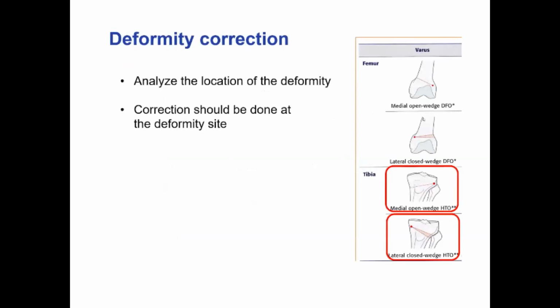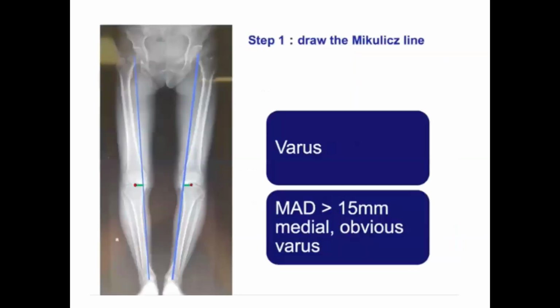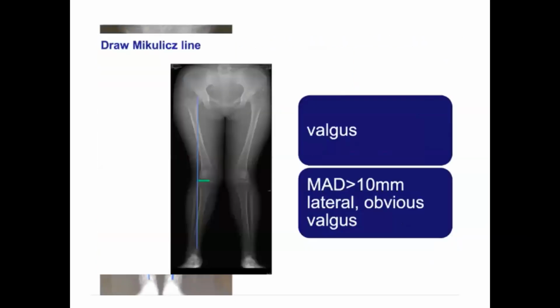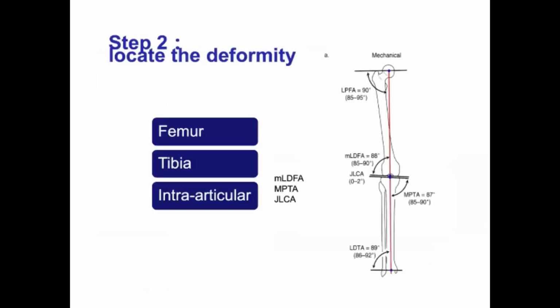Today we are going to talk about medial open wedge planning. First, when you take a scanogram X-ray, you should draw the Mikulicz line. If the Mikulicz line is more than 15 mm medially, it is obvious varus, and if it is more than 10 mm laterally, it is an obvious valgus deformity. Then we have to mark all the angles: proximal tibia, distal tibia, proximal femur, and distal femur angle.